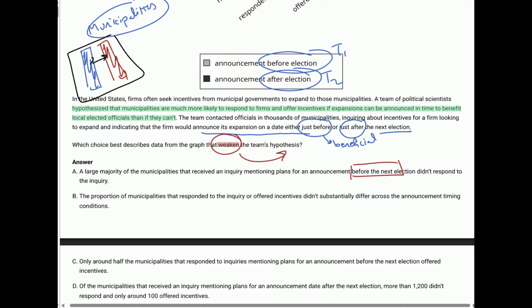I'm trying to make a comparison between these two, right? Similarly, in this case, we're trying to make a comparison. So clearly, A is not doing that. We don't even need to look back at the graph. So that's not what we're looking for. Okay, so let's move on to B then.